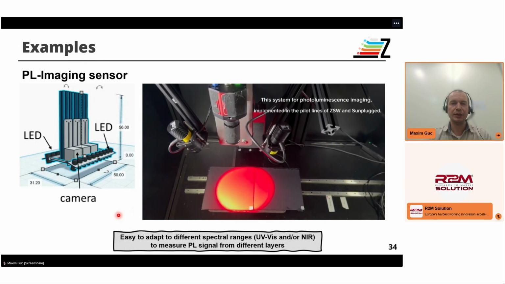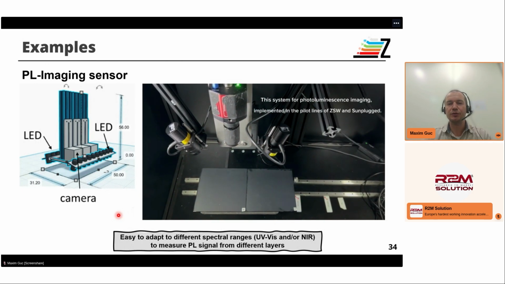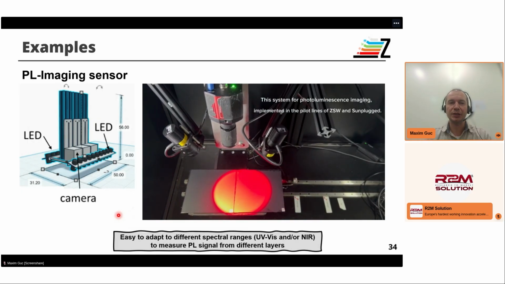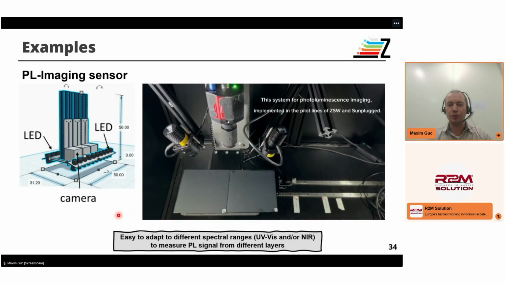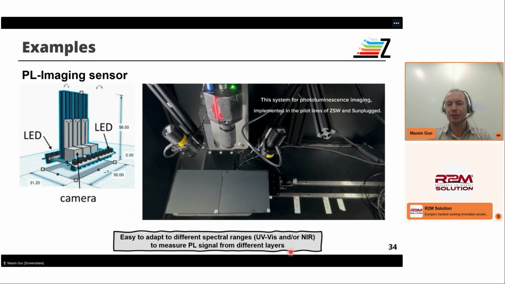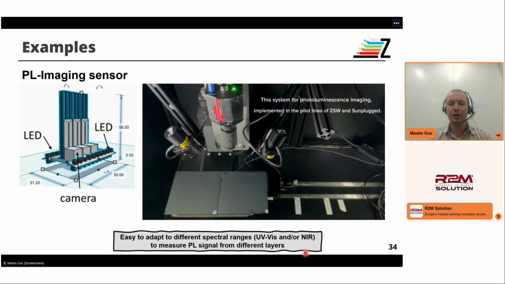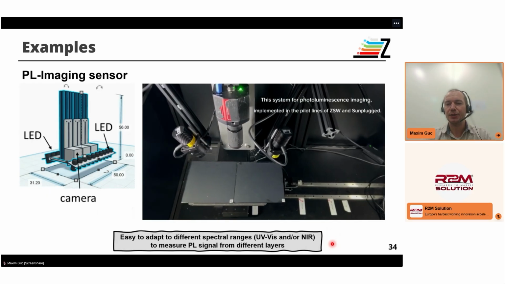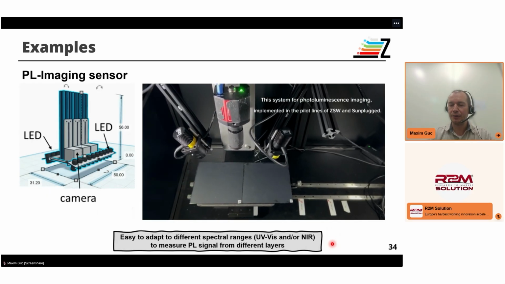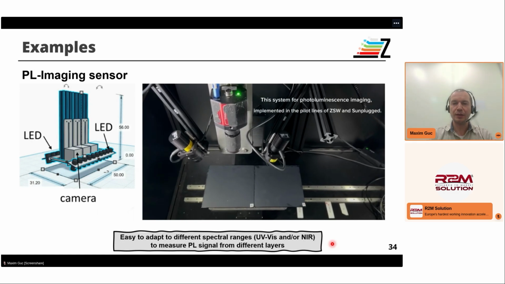So here, as you see, we're illuminating a big spot on the sample surface, and then we're collecting the information about the luminescence intensity from this whole surface. And the same as in the previous case, we can adapt this sensor to different spectral ranges depending on the type of material we are analyzing.